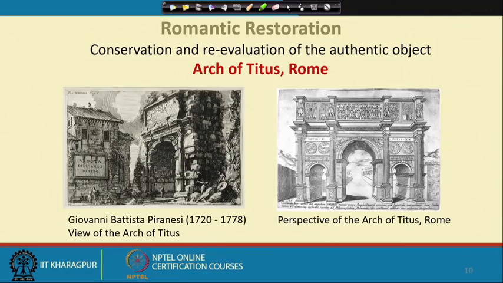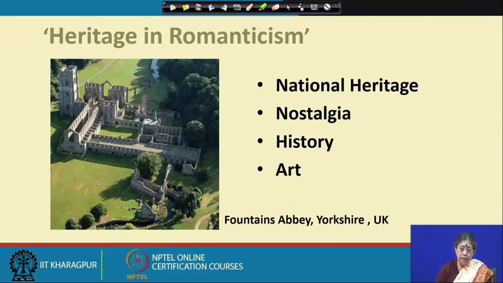These are some of the paintings of that time which were done very, very painstakingly and very correctly, showing how they were to be documented, all the details were there. And so, conservation and evaluation of the authentic object was given a lot of importance. As I told you, basically in this approach, the national heritage, the nostalgia, the history and art were very predominant when we talk about the value and significance of these structures.